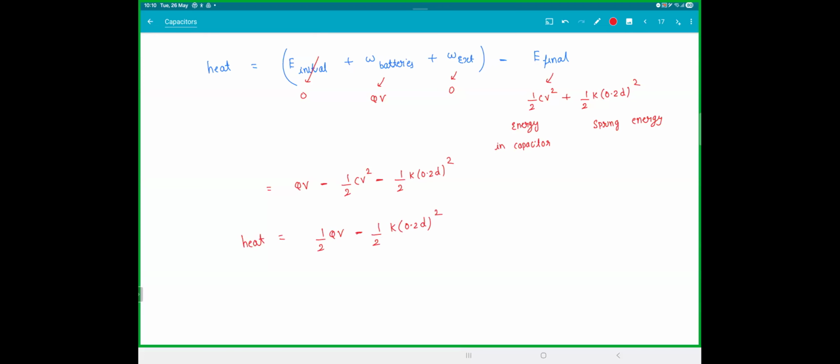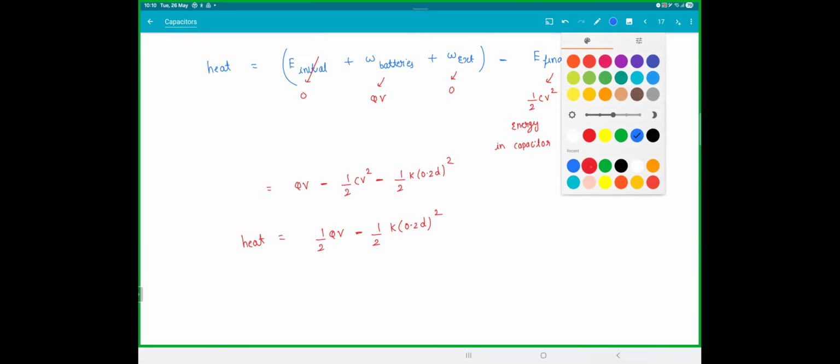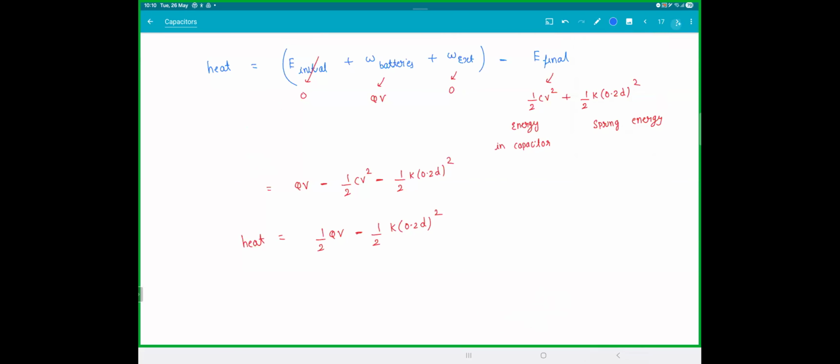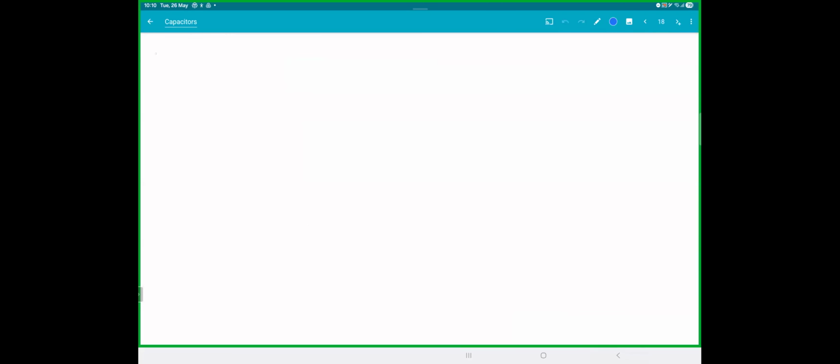Is this clear, everyone? Any doubts on this? Any confusion on this? See what did we use? Q is equal to CV, we use the force formula and we are done. Let's see one more. This one, next one is a good one. This will be a pretty good mains level question.